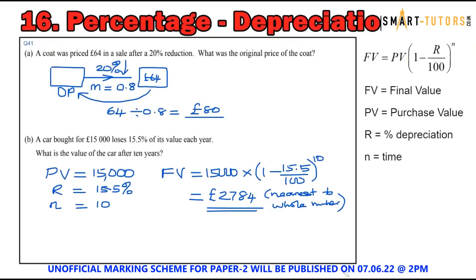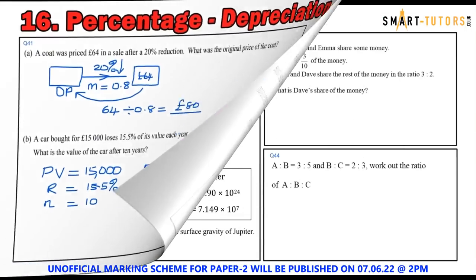So remember, there's a compound interest formula. The compound interest formula is the same as this one, but in between 1 plus. But we believe that compound interest is not coming for the paper 2, only the depreciation. Remember, 1 minus rate over 100. That is the topic 16.